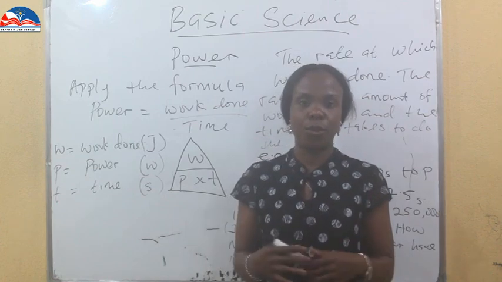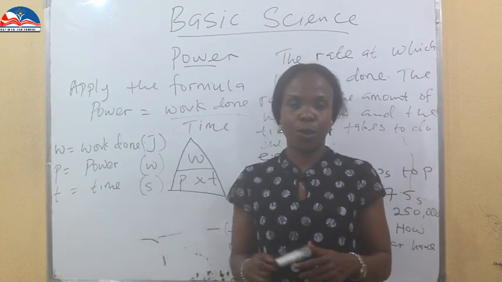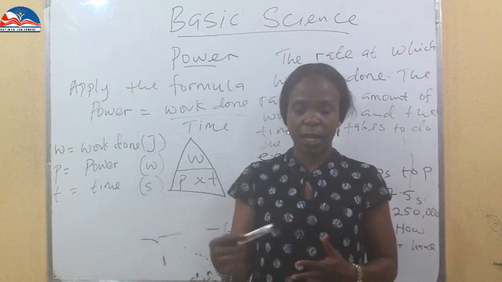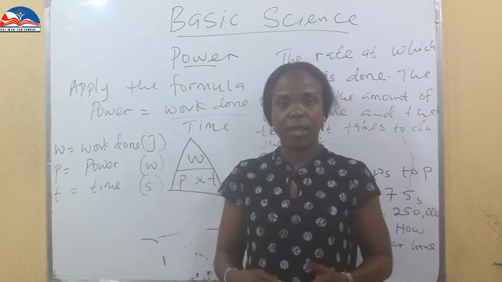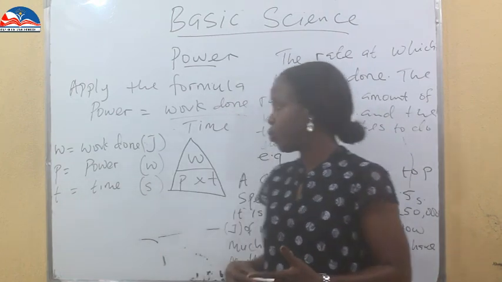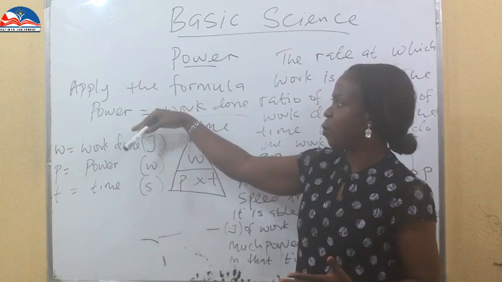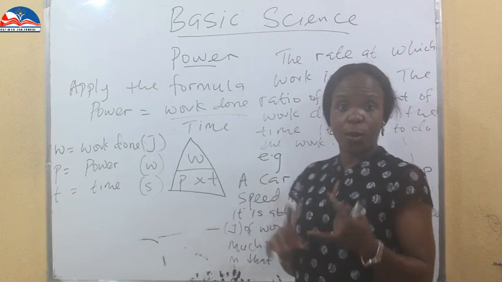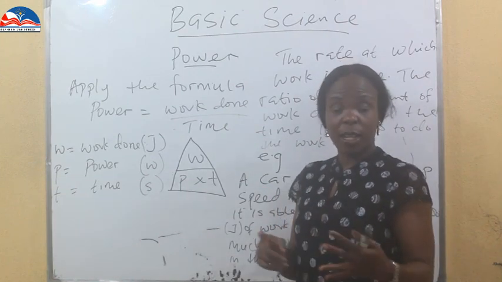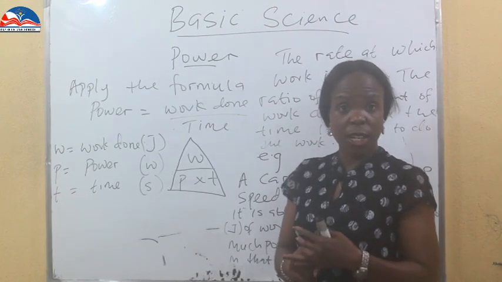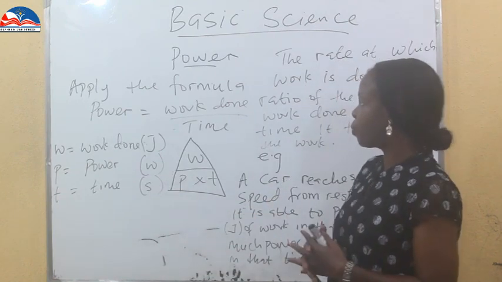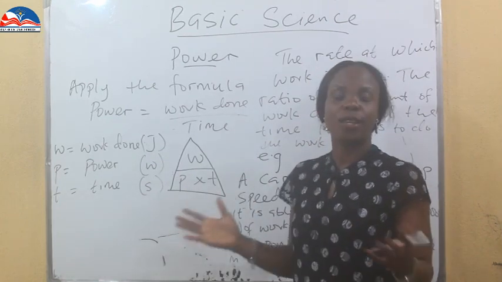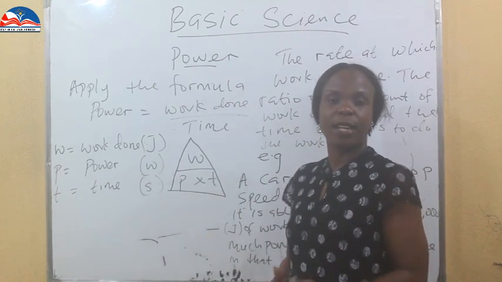I'll still put the link to the video below this video, so you can watch them from the very beginning, then potential and kinetic energy, and then this. So today we are going to see how we can apply this formula. This is the formula we use in calculating the work done and the amount of time it takes to accomplish a particular work. Now, what is the formula? The formula for power is work done over time. Work done divided by time.